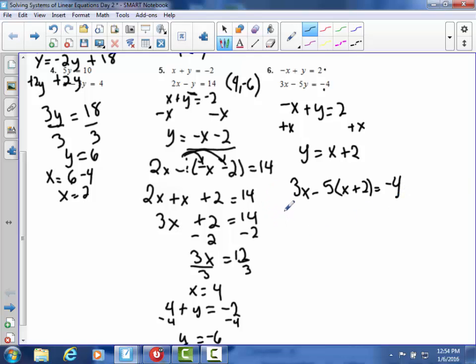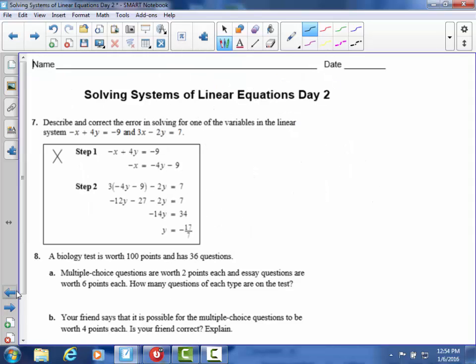Okay. I'm going to leave that one there because I think we've had plenty of examples. You now would distribute the negative 5 and simplify, and then substitute back that answer in to find the other variable. Okay. All right, let's look on to another problem.